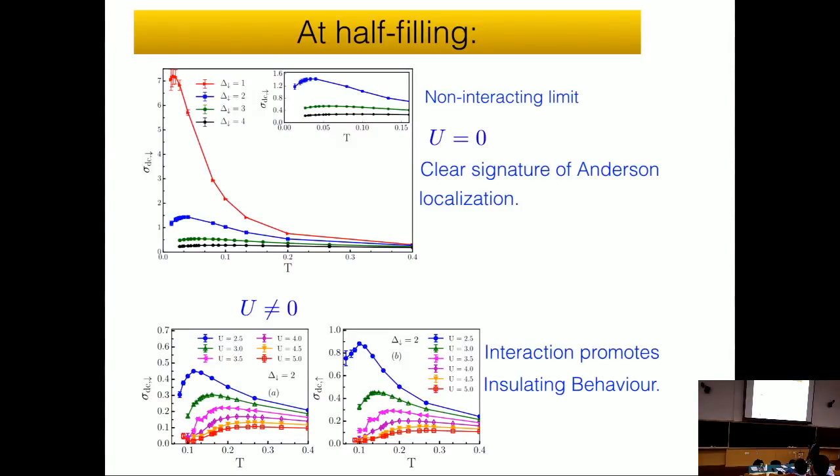What are the units of? It's in terms of beta, 1 by temperature. In terms of T, so T I put equal to 1.